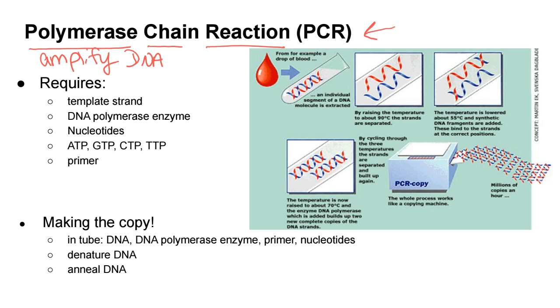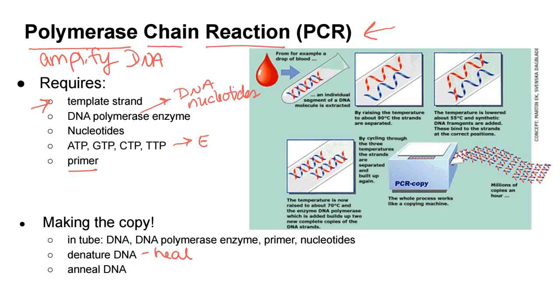And to do PCR, you're going to need an initial template strand. You're going to need the DNA polymerase enzyme. Remember, DNA polymerase enzyme lays down more DNA nucleotides, so you're going to need it to help do that. You're going to need nucleotides. You're going to need an energy source. And you're going to need primer. Remember, primer actually starts the DNA replication process going. Okay, so it's basically doing lots and lots of DNA replication in a test tube. So in the test tube itself, you're going to need the initial DNA, the DNA polymerase enzyme, the primer, the nucleotides.